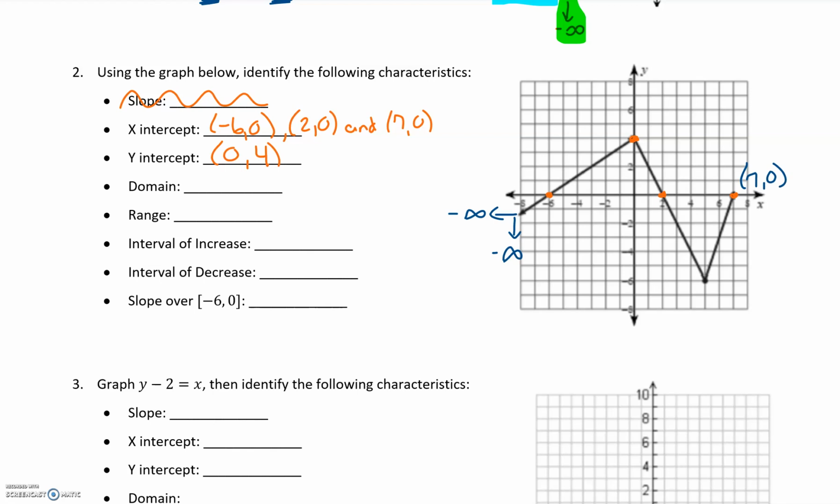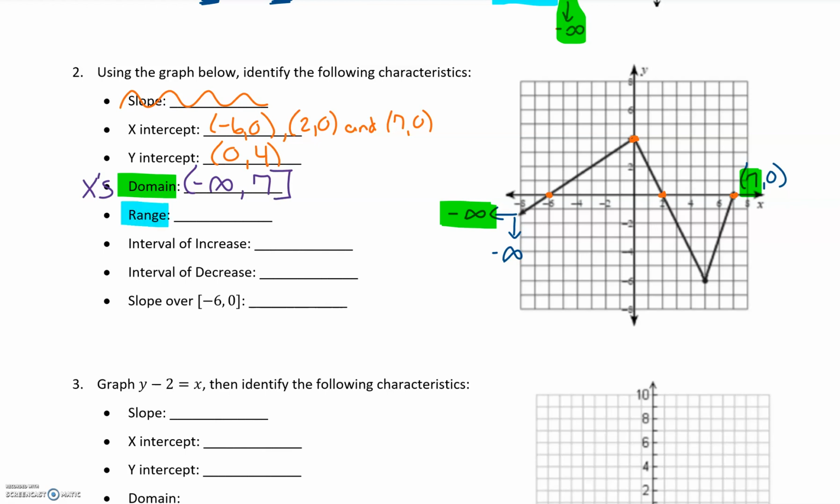So our domain, remember this is the x's. So this is the x of the left side, and this is the x of the right side. So that means that our domain is going to go from -infinity to 7. Now, the infinity gets the parenthesis, but this 7, 0 point over here is an end point. So remember, end points get brackets.